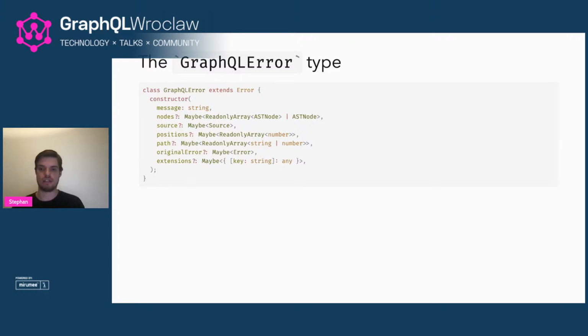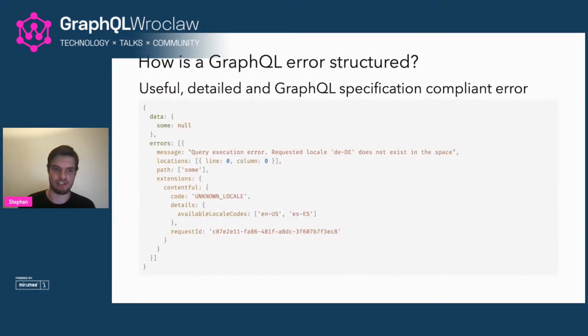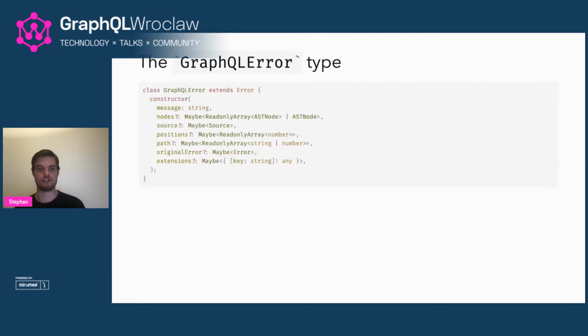So where does this information actually come from? Like the location, the path, everything you have. There is the GraphQL error type. This is the one I was mentioning shortly earlier, which is shipped with the reference implementation of GraphQL, GraphQL JS. What it does is, it is encapsulating other errors.